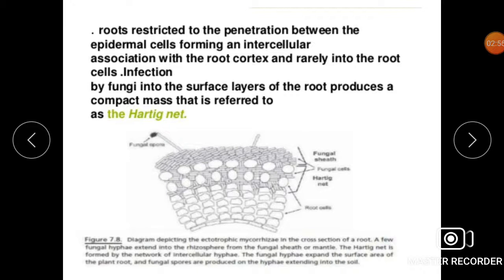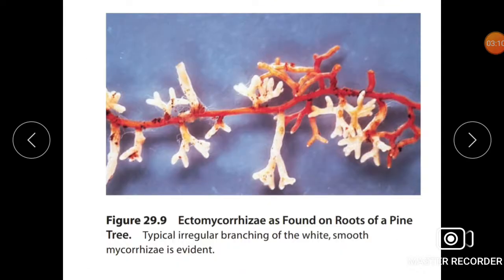The fungal hyphae expand the surface area of the plant root, and fungal spores are produced on the hyphae extended into the soil. This is the fungal spore produced by hyphae. This is a picture of ectomycorrhizae found in a pine tree.